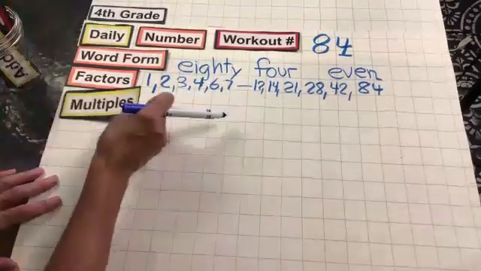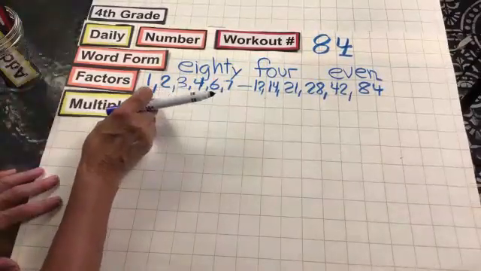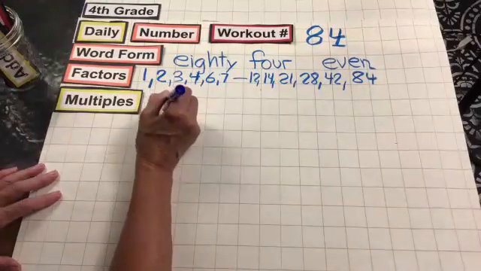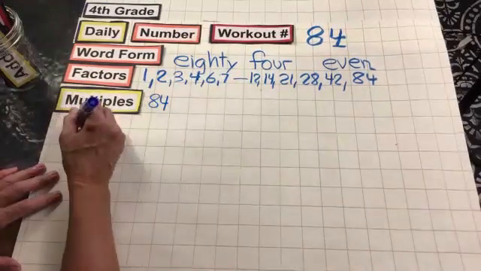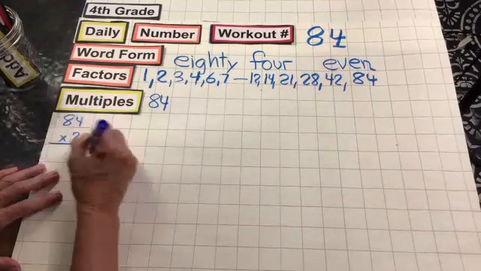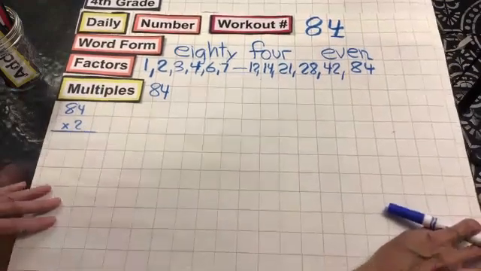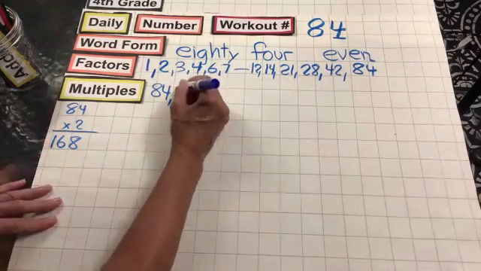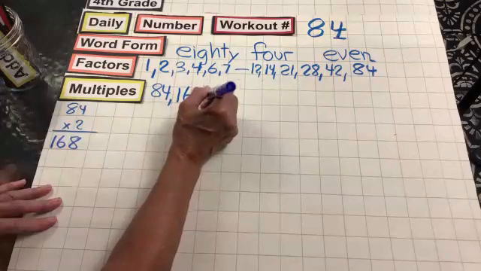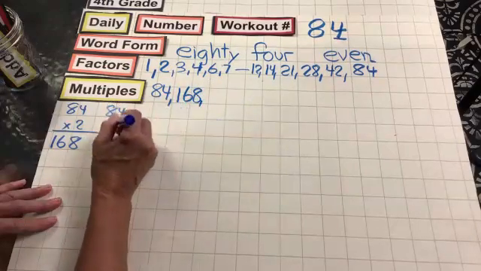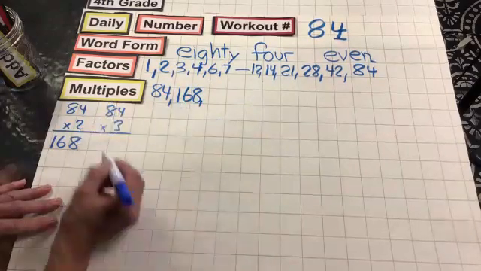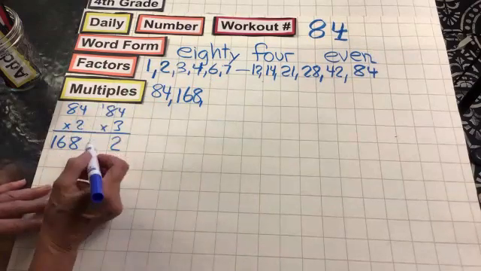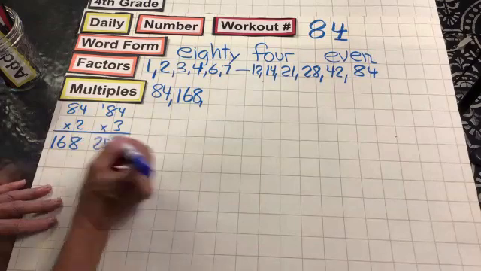All right, let's move on to our next category, multiples. If we are multiplying or counting by 84, 1 84 is 84. Let's do 2 84s. So hopefully you can see good. 2 times 4 is 8. 2 times 8 is 16. So we have 168. 3 84s. 3 times 4 is 12. Drop the 2, carry the 1. 3 times 8 is 24, plus 1 is 25.